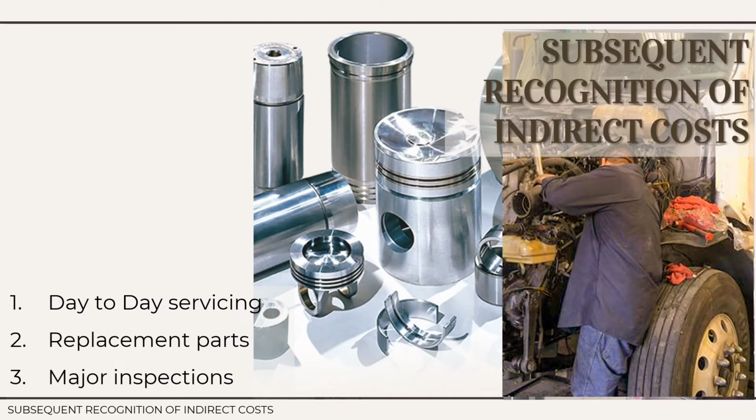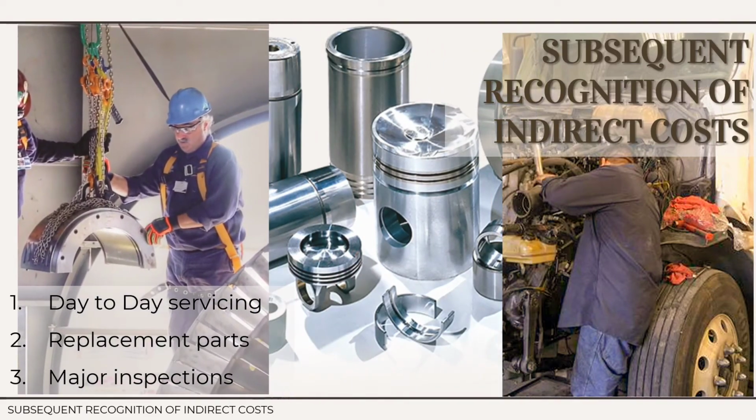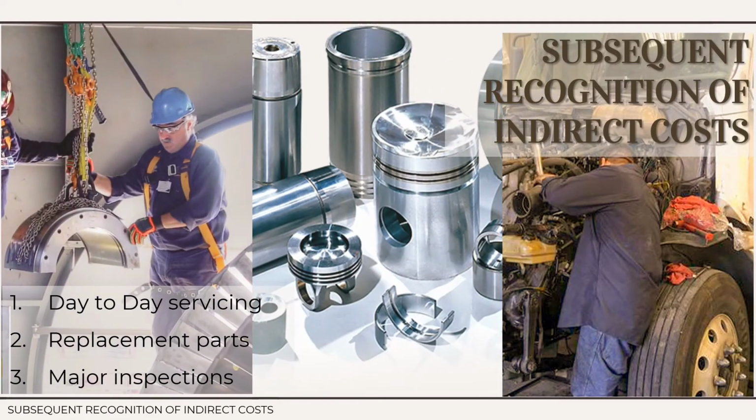And lastly, major inspections. Costs incurred for major inspections for faults, regardless of whether parts of the item are replaced, are recognized to the carrying amount of the item of property, plant, and equipment. Any remaining carrying amount of the cost of the previous inspection is derecognized. This occurs regardless of whether the cost of the previous inspection was identified in the transaction in which the item was acquired or constructed.